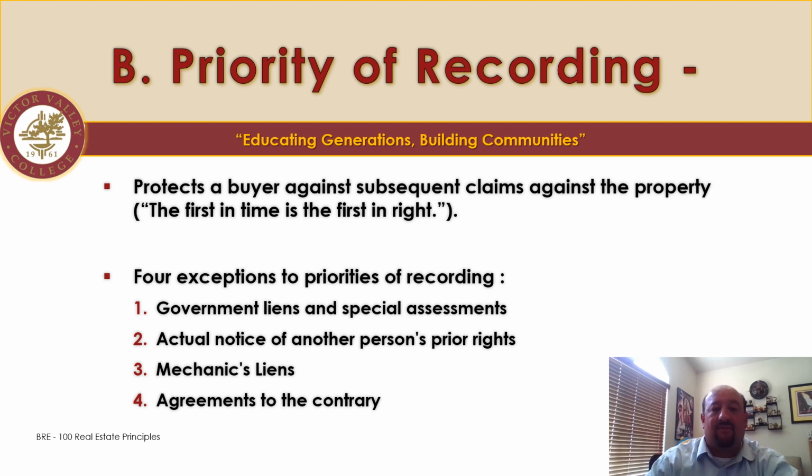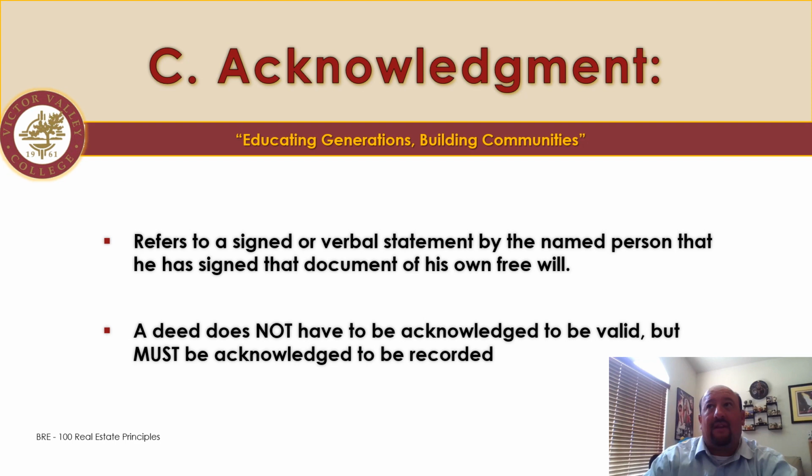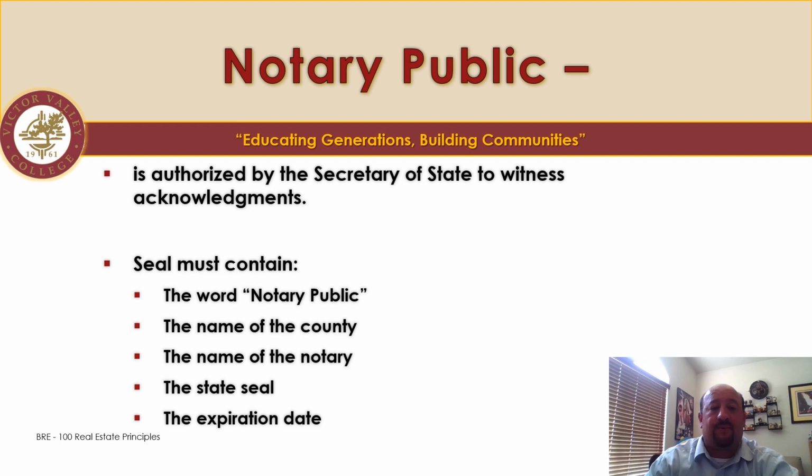Okay, so there is a priority of recording. Government liens and special assessments are at the top. Another person's prior rights are second, then mechanics liens, and any agreements to the contrary are the lowest priority of recording. Now, when you close escrow, you'll hear the term acknowledged. That's a signed or verbal statement by the named person that they've signed the document of their own free will. A deed does not have to be acknowledged to be valid, but it must be acknowledged to be recorded. So sometimes the terms acknowledged and recorded are kind of interchangeable.